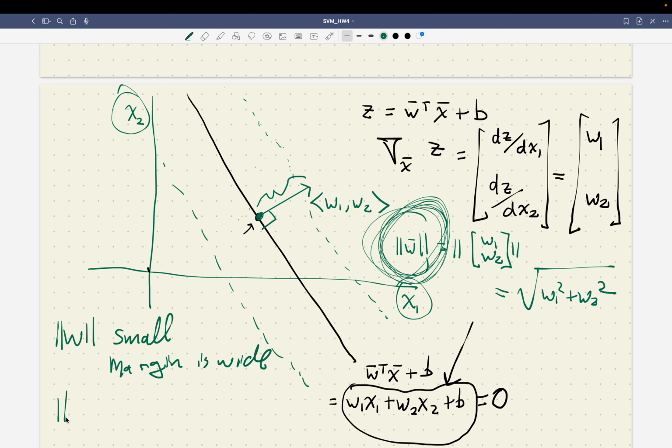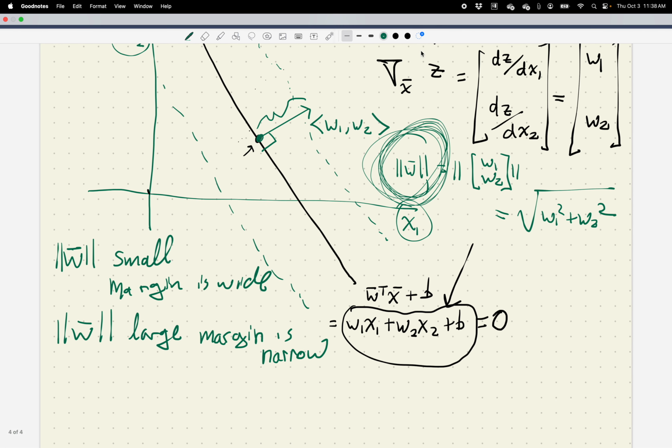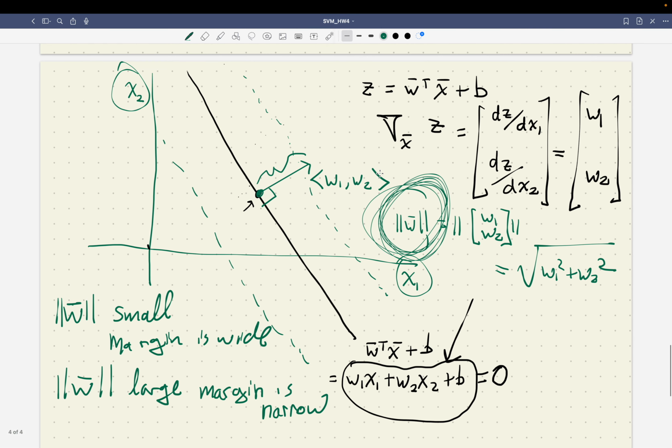On the other hand, if this quantity is large, then the intersecting plane is steep, and then the margin is small, or thin, or narrow. Okay. All right. So now we've got actually the objective function of the optimization problem that we're going to set up to train the support vector machine.